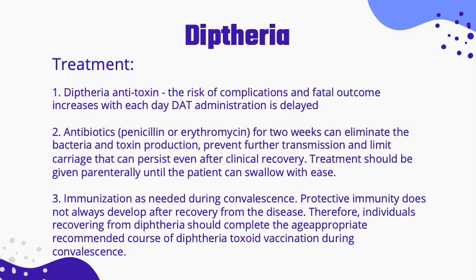Diphtheria treatment includes the administration of an antitoxin, giving penicillin or erythromycin over 2 weeks to eliminate the bacteria and prevent its transmission using an IV preparation. And it's important to immunize the patients even during the recovery phase because not all patients develop the protective immunity. Routine vaccination of diphtheria should be given to children at 2, 4, 6 months of age, and a second and third boosters at 15 to 18 months and 4 to 8 years.